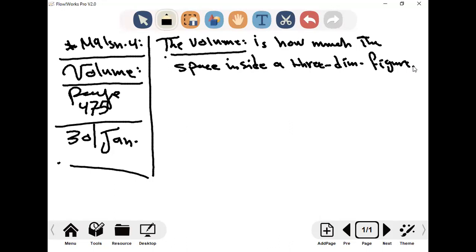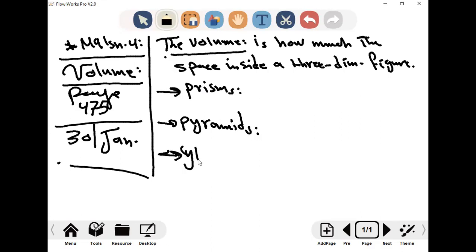Now, to calculate the volume, let's remember the three-dimensional figures we will find the volume for. We'll find the volume for 4 types of figures: prisms, pyramids, cylinder, and cone. So here we'll find the volume for the prisms, for the pyramids, for the cylinder, and for the cone.